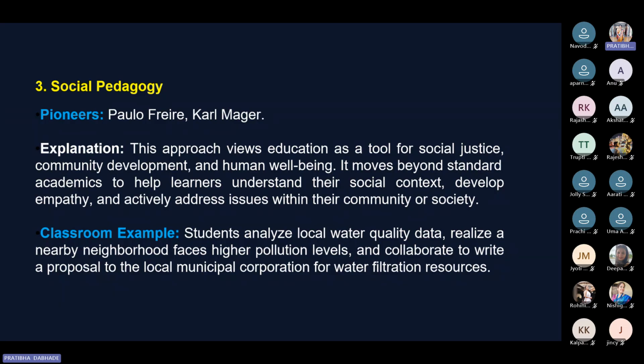Suppose there is a project. Students analyze local water quality data, realize a nearby neighborhood faces higher pollution levels, and then collaborate to write a proposal to the local municipal corporation for water filtration resources. So it is expected that we not only understand the problem, but also act to solve that particular problem. Here the word is collaboration, you can't do it alone. So collaboration is very important. This is about social pedagogy.